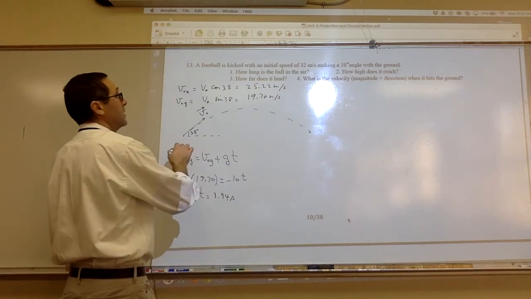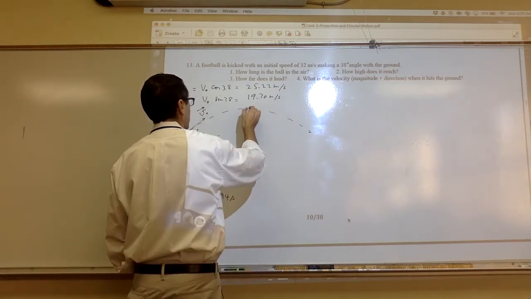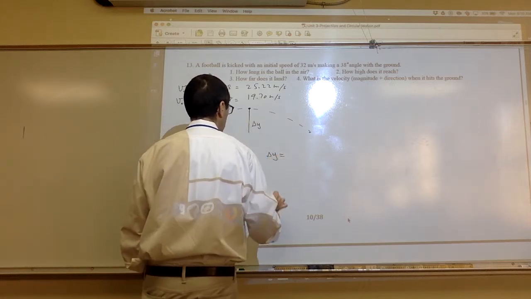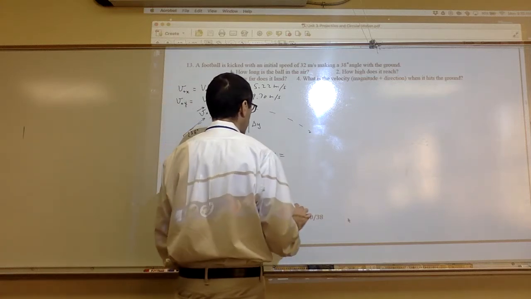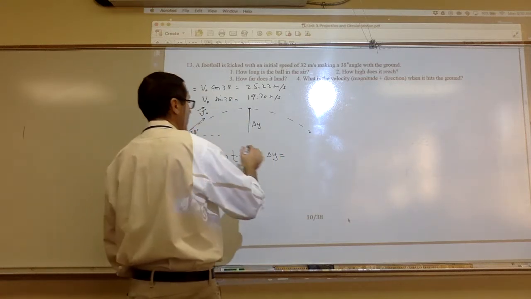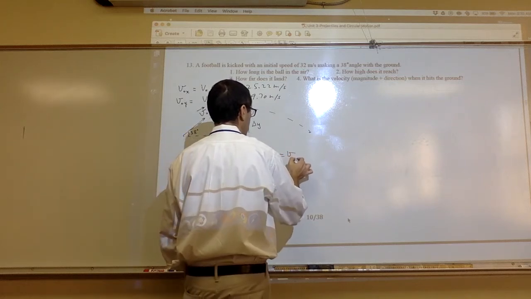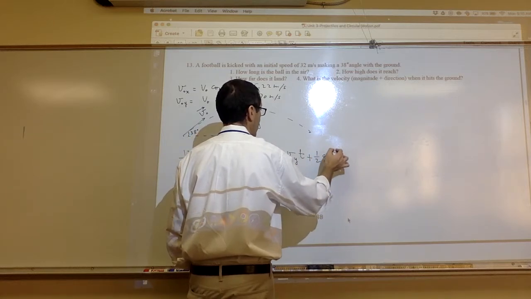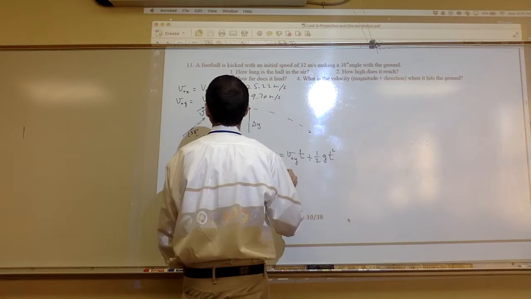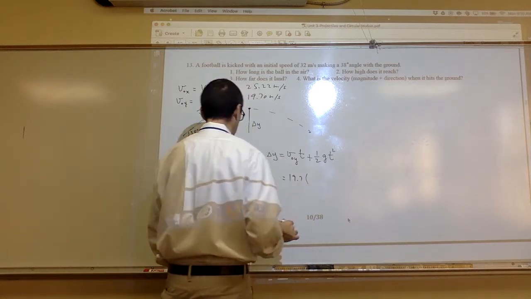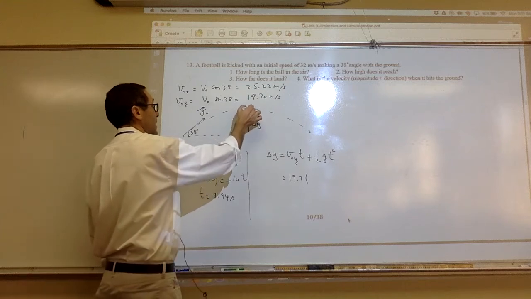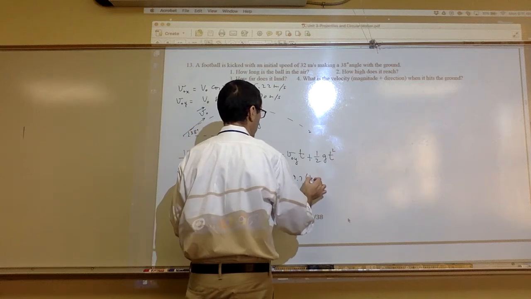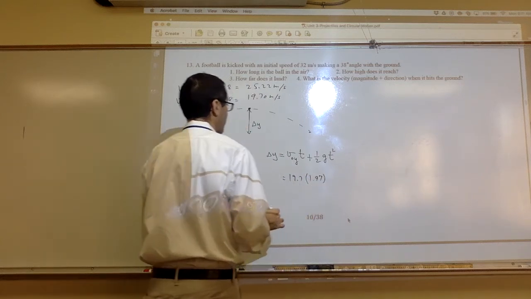Okay. Part B, how high does it reach? So we're trying to figure out this delta y. Now delta y is equal, I'm going to try differently than number 11. So I'm going to use the equation that has the time squared. It's V0y t plus 1/2 g t squared. That's equal to 19.7. Now, you have to be careful here. To get to the top, it only takes half of this time, which is 1.97. Okay?